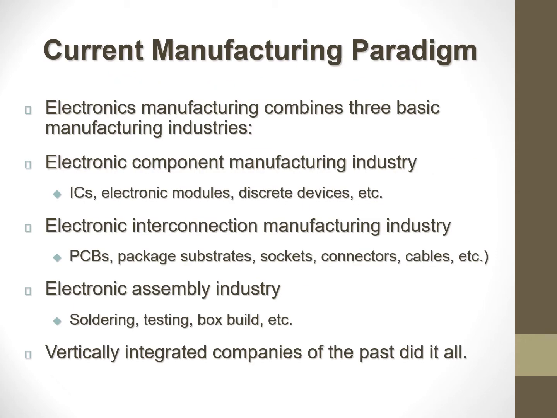The current paradigm finds the industry with three basic manufacturing industries: those that make electronic components, those that make electronic interconnections, such as printed circuit boards and the like, and then the EMS or electronics assembly industry, who do the soldering and the joining of components to substrate and potentially build boxes and the like. In the past, vertically integrated companies did all of this under one roof, and there were some significant advantages for doing that.